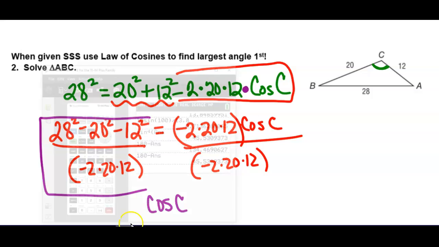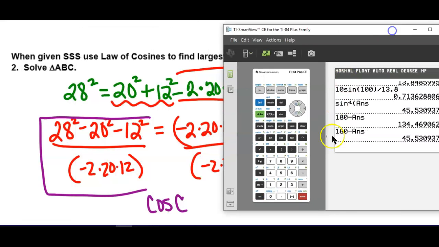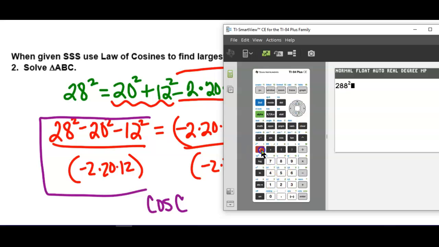So I guess I should do it on here for this, at least this one. We have 28 squared, whoops, see I can't even type that, 28 squared minus 20 squared, also minus the 12 squared. And we're going to divide that. I'm going to go ahead and hit enter. You could do the bottom separate. Maybe I will do that separate. Negative 2 times 20 times 12.